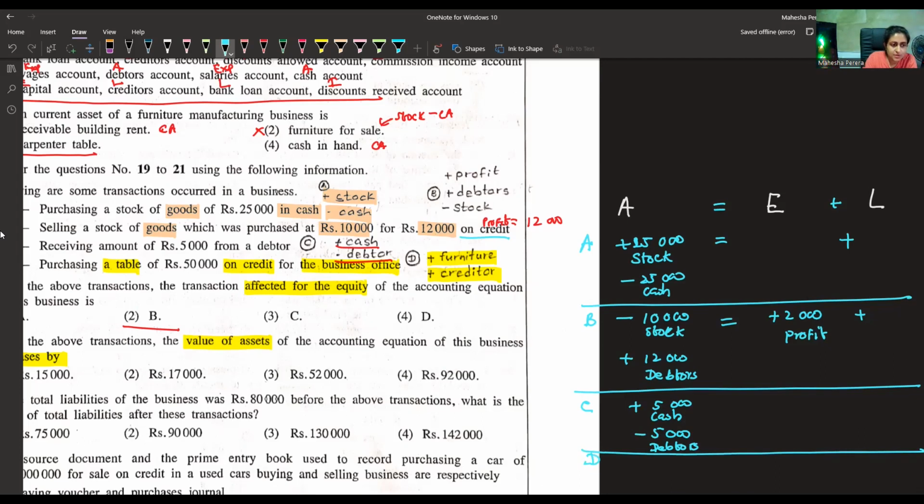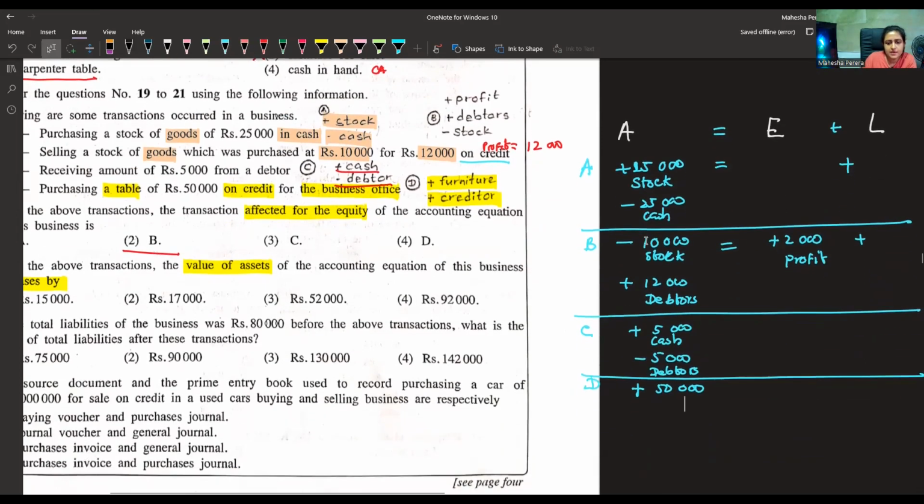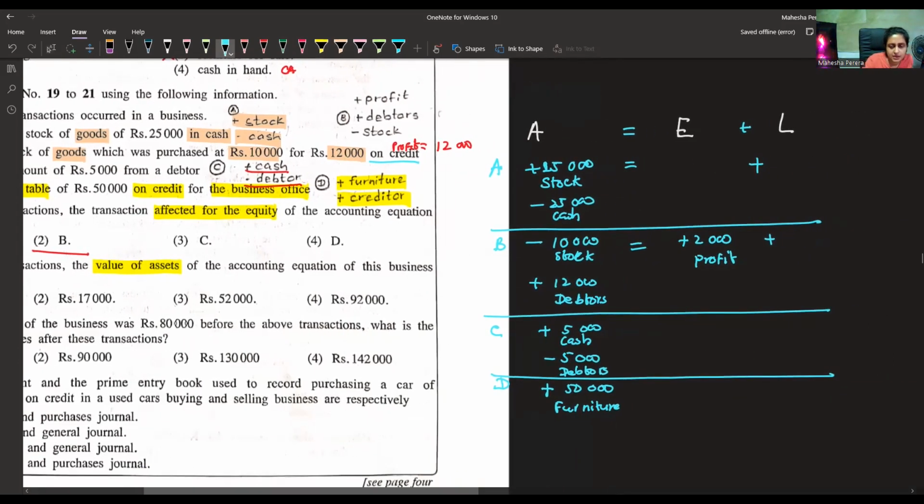Then the next is purchasing a table for business use on credit. What happens? Furniture increases by 50,000. You have to put furniture there. And do you spend money, or do you purchase on credit? On credit. So creditors increase. Creditors are liabilities, so we increase creditors by 50,000. What I'm doing is following the signs of the accounting equation, like a line running along. Don't get confused. So I increase the liabilities value by 50,000, and this liability is creditors.